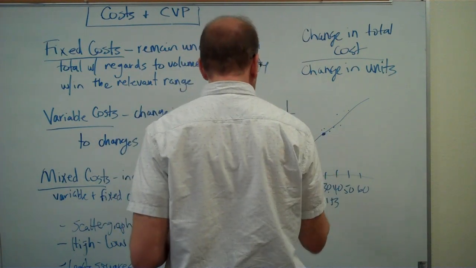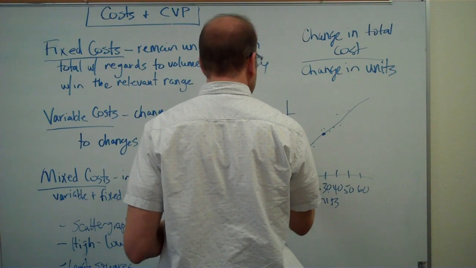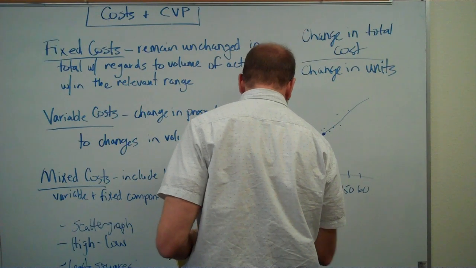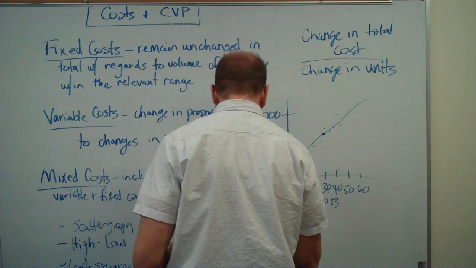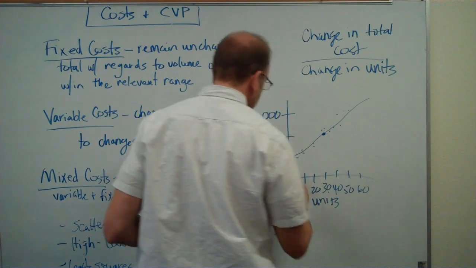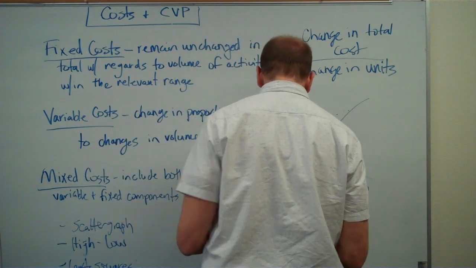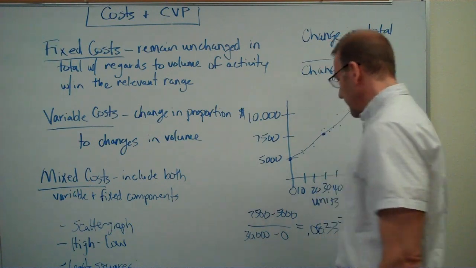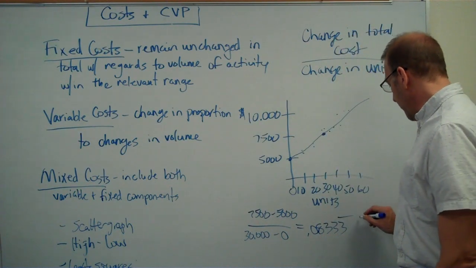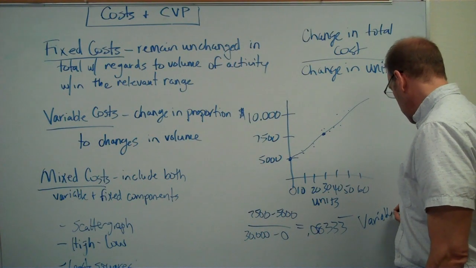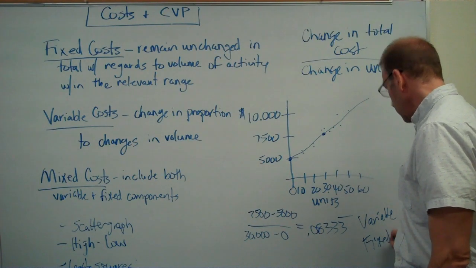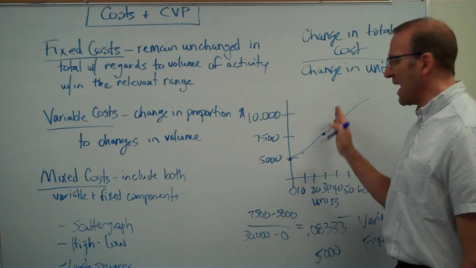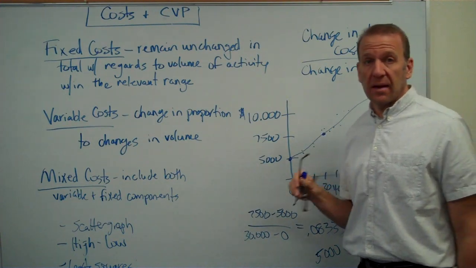So the change in total cost, we went from 7,500 minus 5,000. And at 7,500 we had 30,000 units. And at 5,000 we had 0. So now when we solve for this, we're going to get 0.08333 on forever. So this is our variable. And our fixed was right there, the 5,000. Okay, so this is how you do the scatter graph. This is the scatter graph or scatter plot approach.